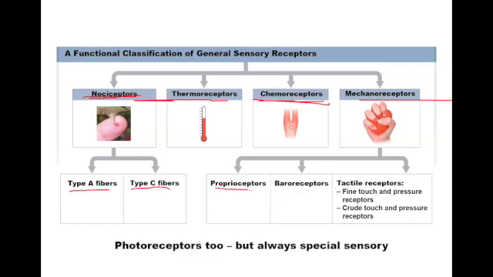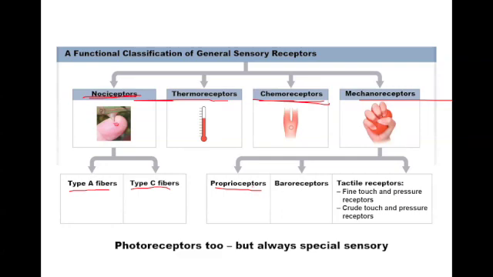We have proprioceptors. Okay, so proprioceptors, they're going to monitor the position of your muscles and the position of your joints. So if you put your arm up into the air, you can feel the position of your arm, the position of your joint in the air, because you have specialized proprioceptors, okay, within those structures.